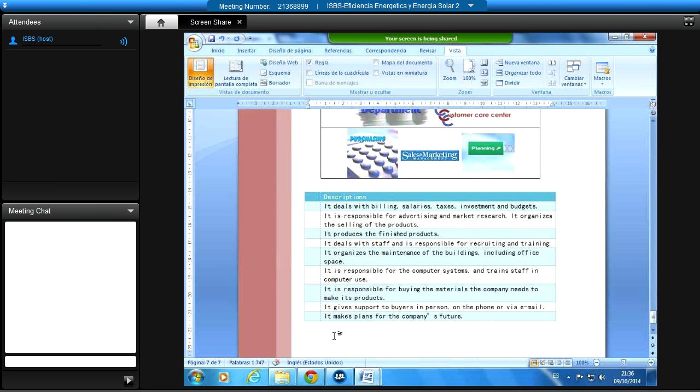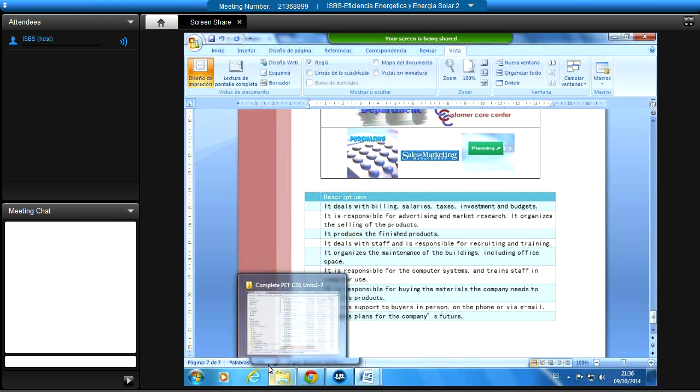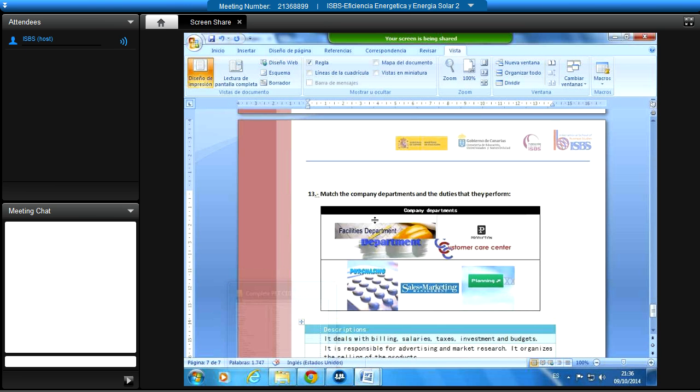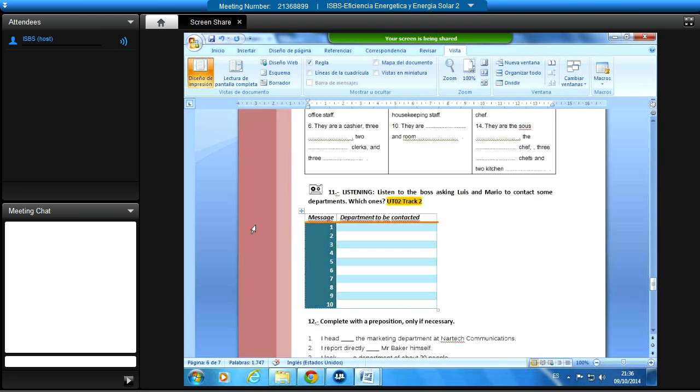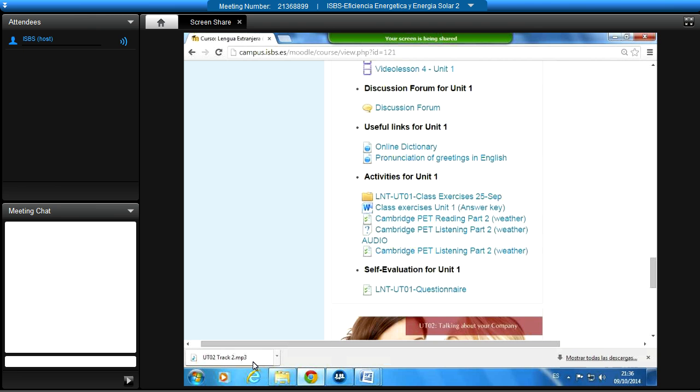And finally, it makes plans for the company's future. It is planning. Okay, we have some minutes, so let's go to the previous page, to activity 11. Here we're going to listen to the names of 10 departments, okay? So just pay attention and copy only the name of the department. Only the name.